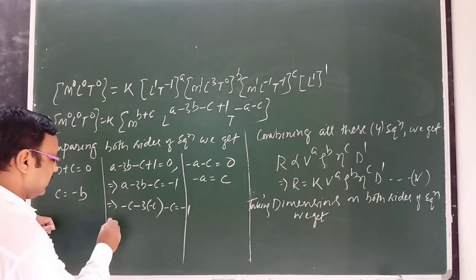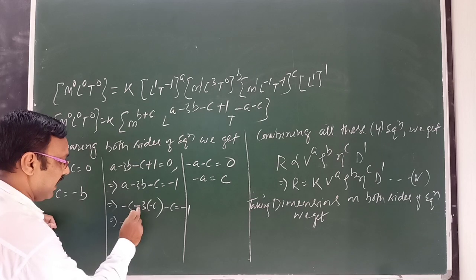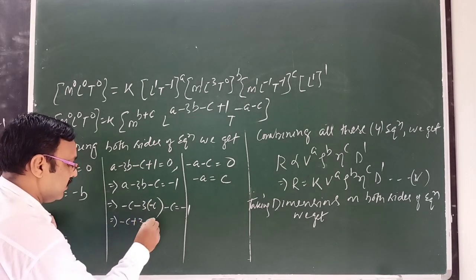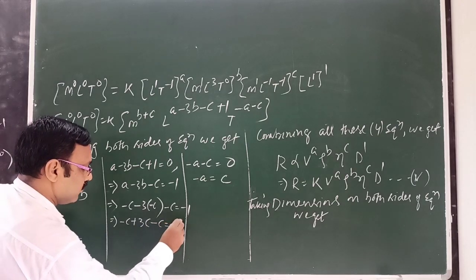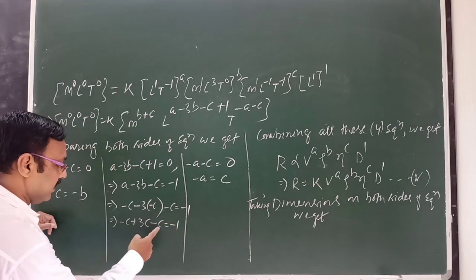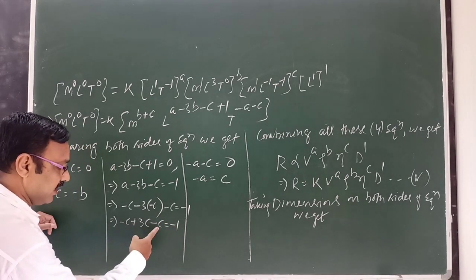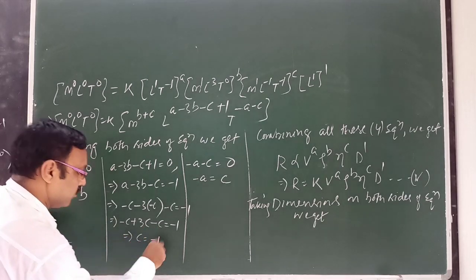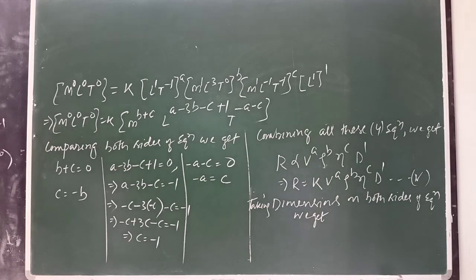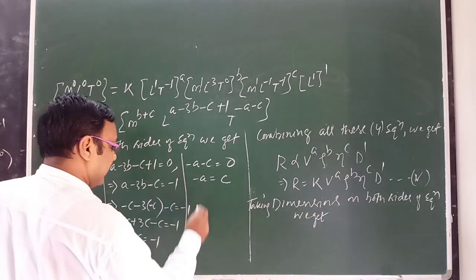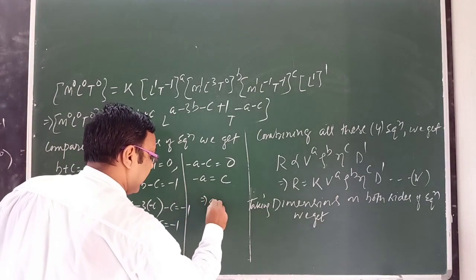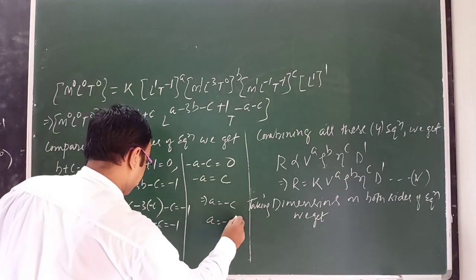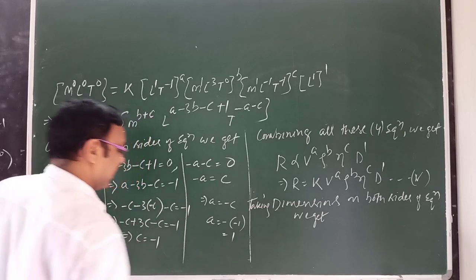Minus C equals to minus 1. So it is how much now? Minus C. Minus into minus, how much it is? Plus 3C. Minus C equals to minus 1. So minus C, minus C, minus 2C plus 3C. That means C. C equal to, we got it to be minus 1. Now if C equal to minus 1, then A is how much here? A equal to minus C. So A will be equal to minus of minus 1. That means it is 1.